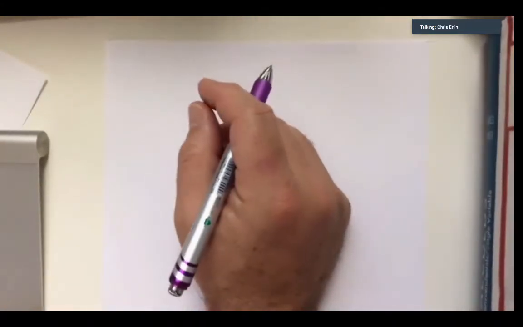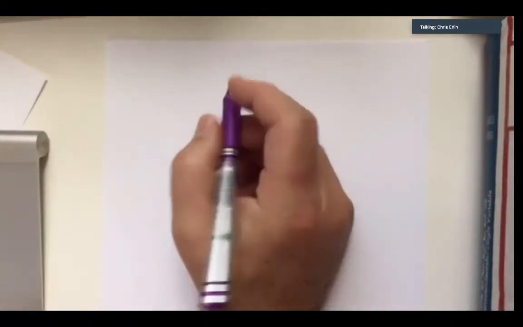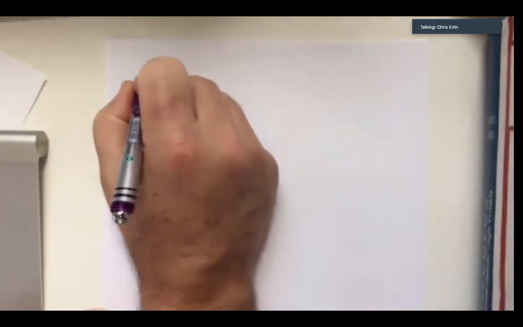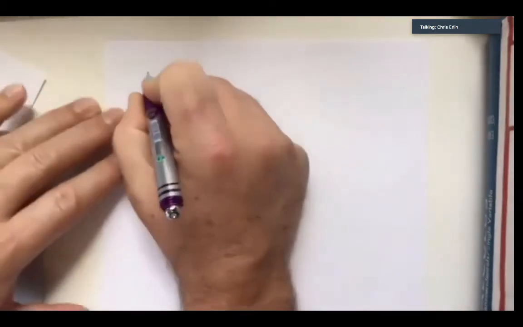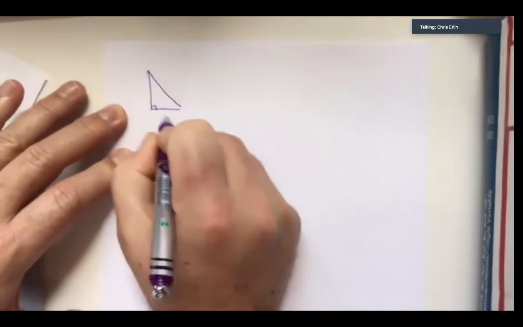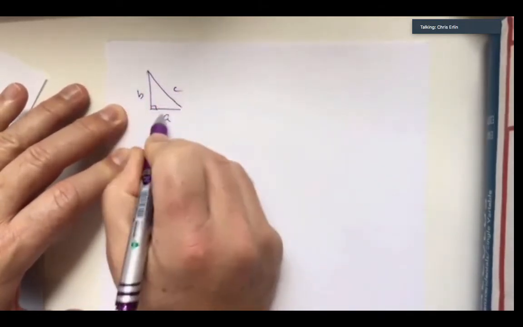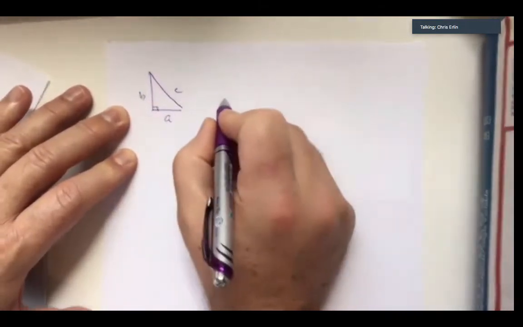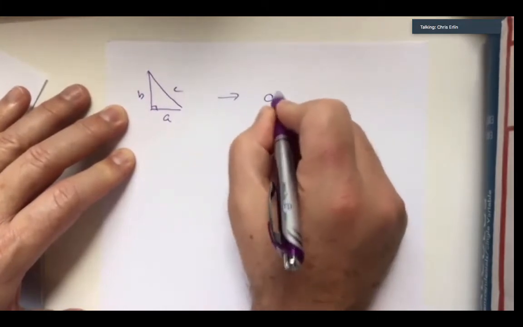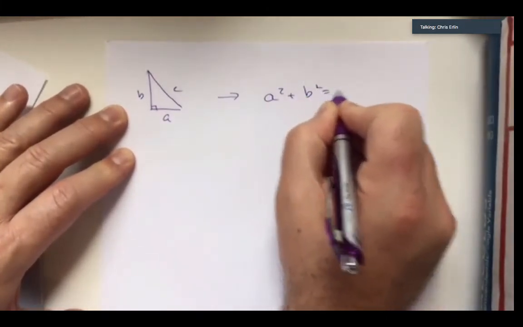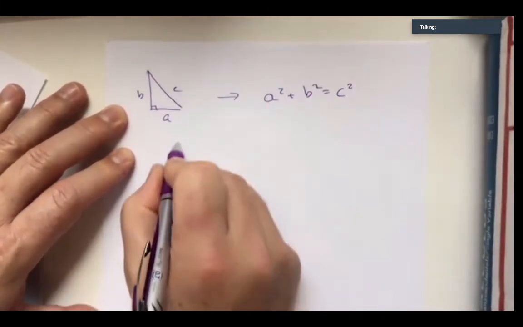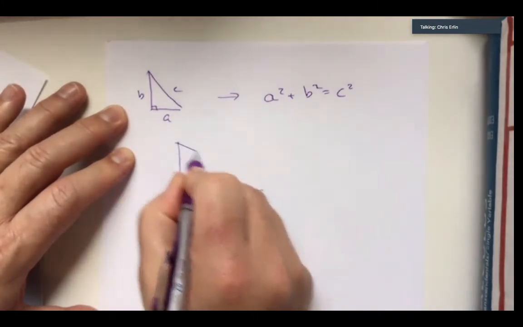Okay, today we're going to be talking about the Pythagorean Theorem and how to apply it. Previously we proved that the Pythagorean Theorem results from having a right triangle with side lengths a, b, and c. And if that's true, then we can say that a squared plus b squared equals c squared.